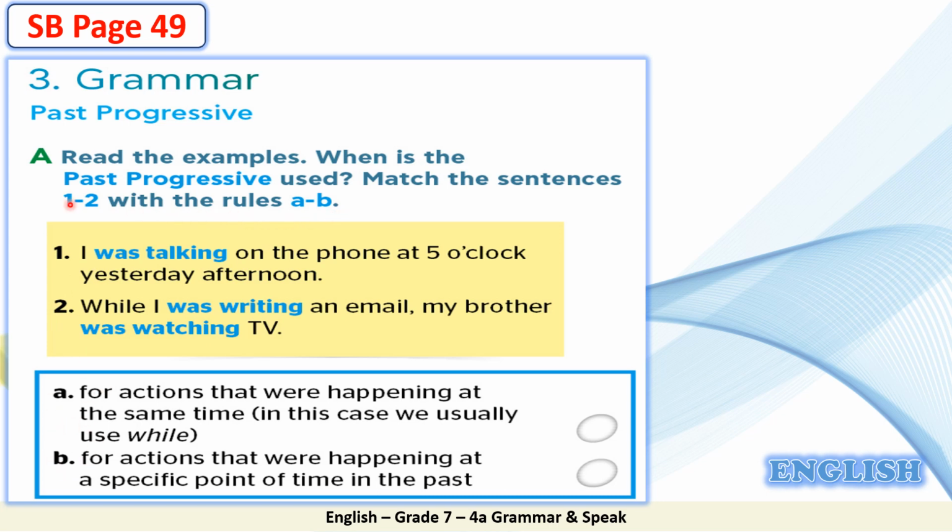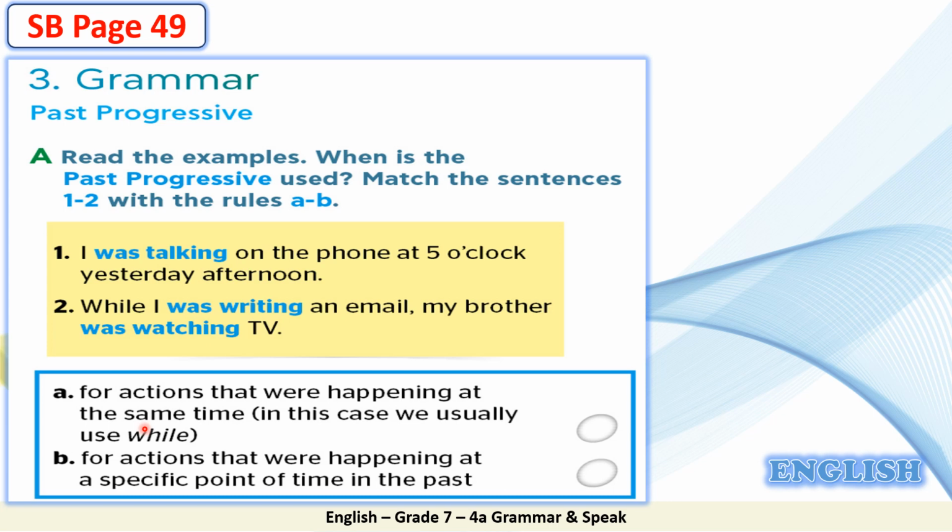Let's have a look at the given 2 sentences. 1. I was talking on the phone at 5 o'clock yesterday afternoon. 2. While I was writing an email, my brother was watching TV. Now let's move to the rules A and B. A. For actions that were happening at the same time. In this case, we usually use while.